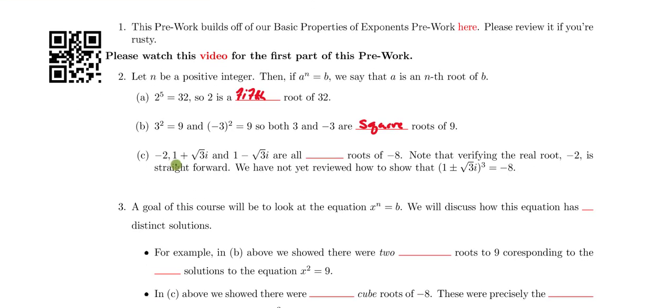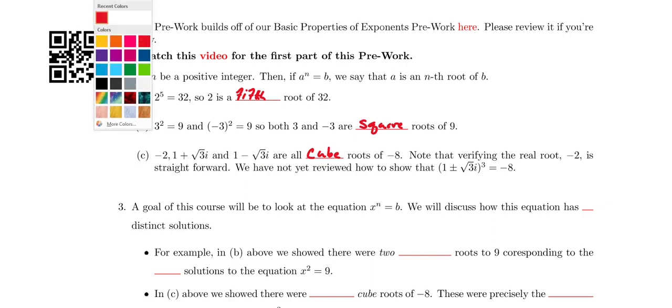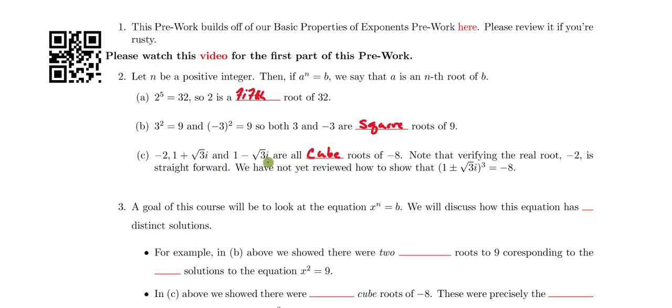Continuing, if we were to take the number -2, or 1 plus the square root of 3i, or 1 minus the square root of 3i, we would find that these are all 3 cube roots of the number -8. Now, you might be a little rusty with working with complex numbers. No worries, we're going to do a review of those.